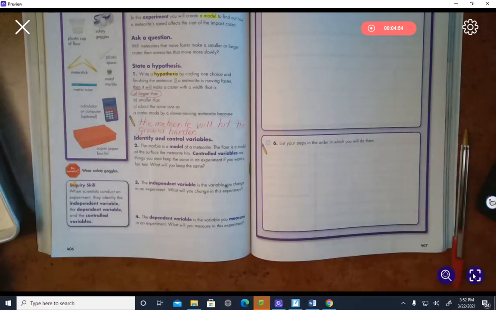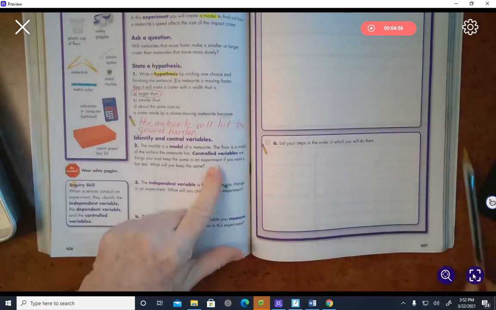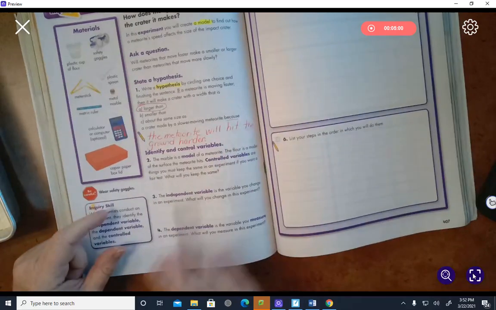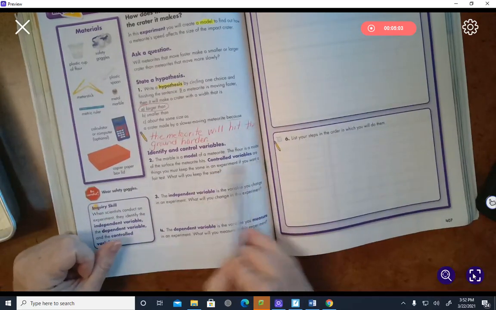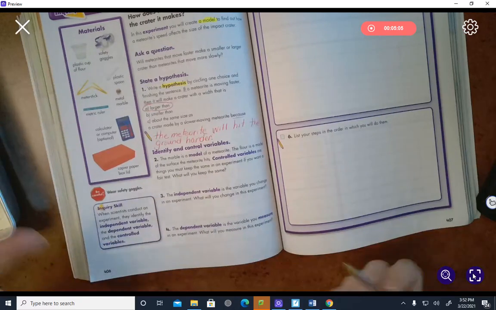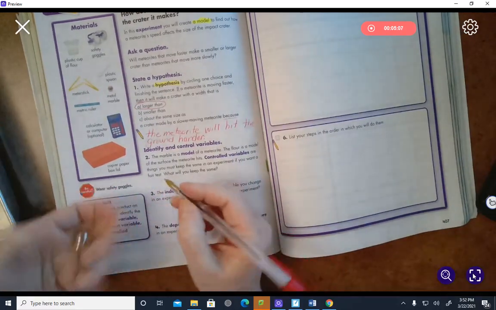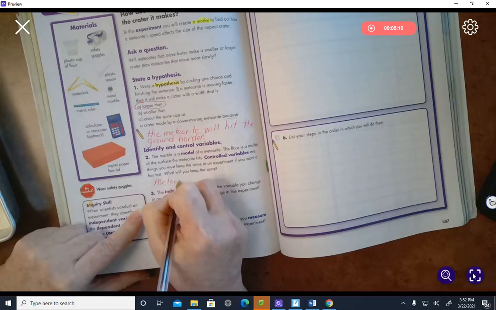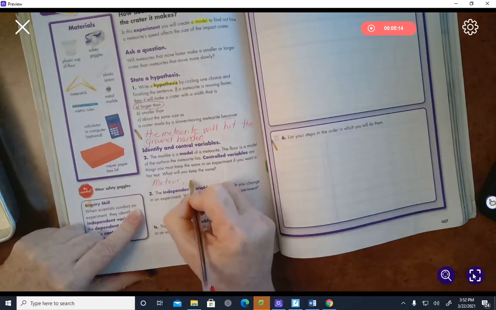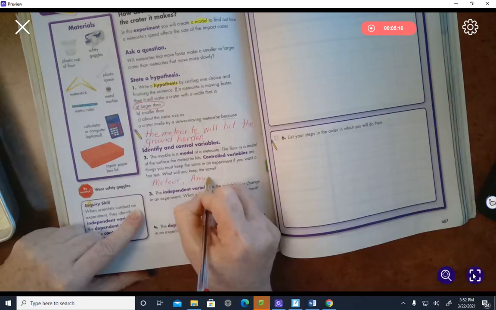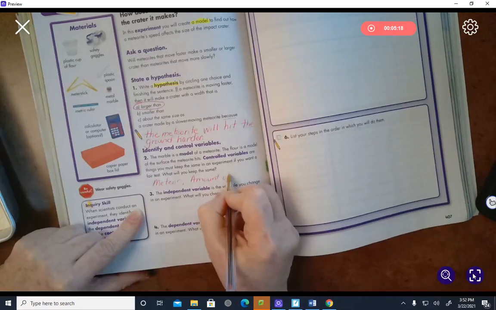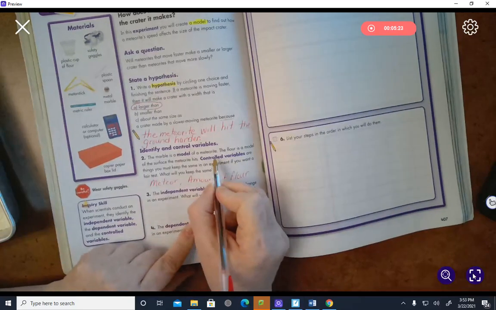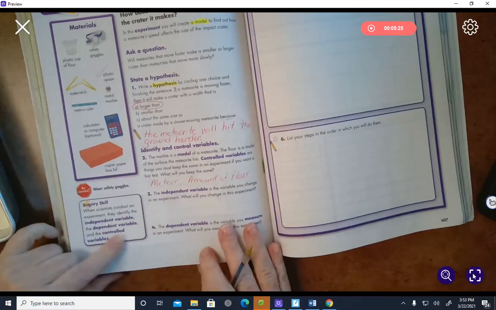So I'm going to have that nice powdery planet surface there. Okay, and it says the controlled variables are the things that we have to keep the same in the experiment if you want a fair test. So what will we keep the same? We just said we're going to keep the meteor the same. We're going to keep the amount of flour the same. Those are two things that are going to be controlled. They're not going to change.